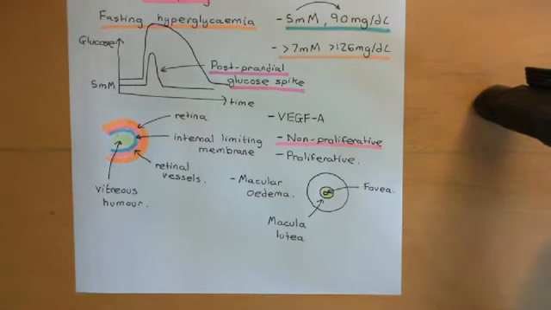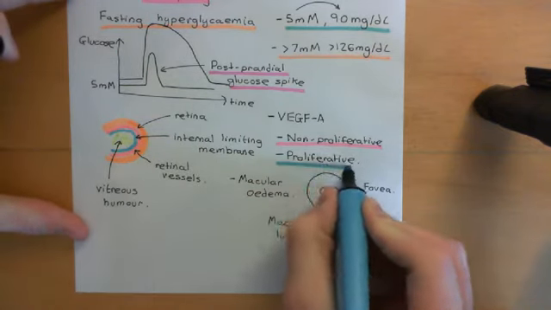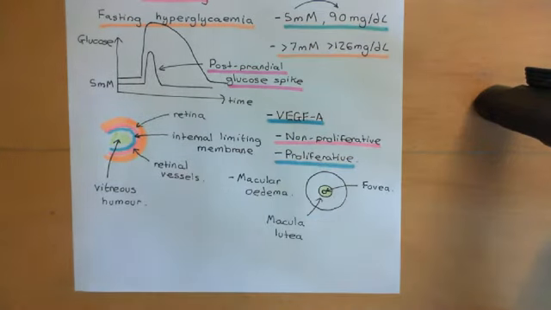So that's what occurs in non-proliferative diabetic retinopathy. You get macular edema because of the leakiness of these retinal vessels induced by the elevated levels of vascular endothelial growth factor A. Now, in proliferative diabetic retinopathy, unfortunately, it's worse. Okay, in proliferative diabetic retinopathy, the vascular endothelial growth factor A that you've got is high enough to actually induce angiogenesis of the retinal vessels.